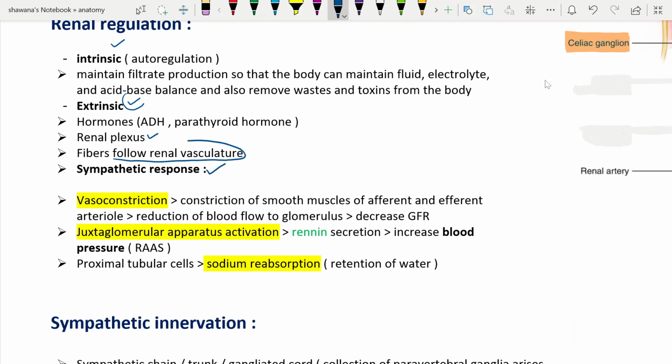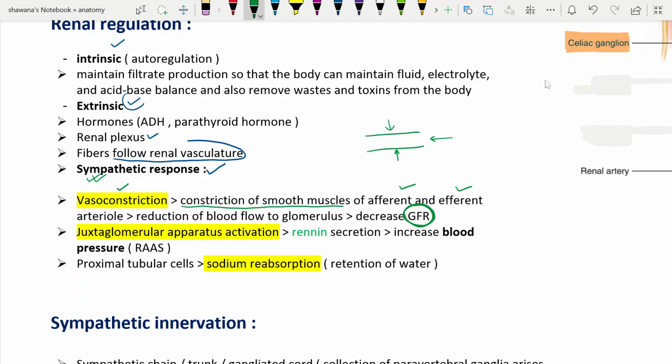What is the response of the sympathetic innervation? First is vasoconstriction. It is a typical response for the sympathetic nervous system. It is the constriction of the smooth muscles of the afferent and efferent arterioles. Just imagine if it is an artery: vasospasm or vasoconstriction of the smooth muscles occurs, the blood flow will be reduced automatically, and it decreases the glomerular filtration rate. It decreases the glomerular filtration rate because we don't need the blood in the kidney, since it is a sympathetic response, so the blood will automatically flow to the vital organs like the heart and muscles.